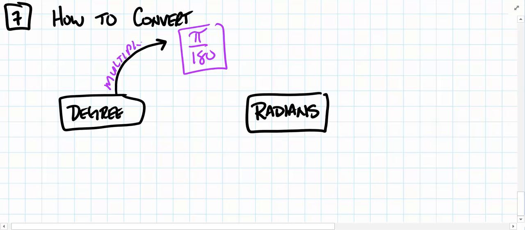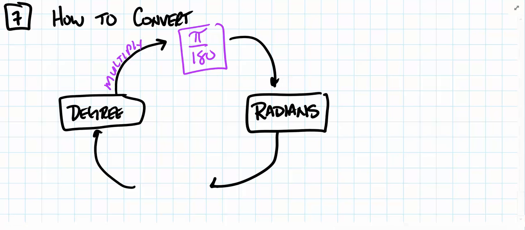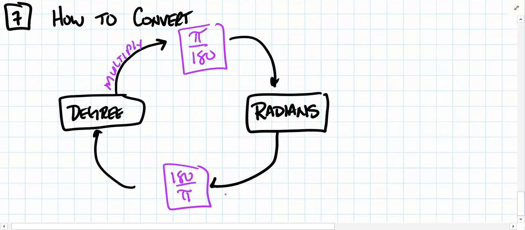Okay? If you have a radian and you want to turn it into a degree, you're going to multiply by 180 over pi. So these are our conversion factors. This little chart usually helps everyone to understand the difference. If I have a degree and I want to turn it into a radian, we multiply by pi over 180. And if I have a radian and want to turn it into a degree, we multiply by 180 over pi.